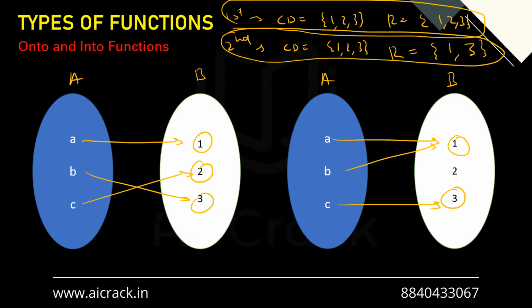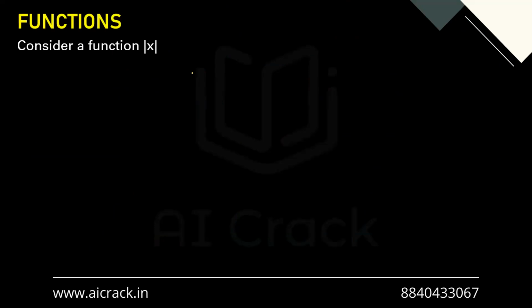So when range equals codomain, we say that the function is an onto function. When range is not equal to codomain, we say that the function is an into function. Okay. We will get to know why we are defining these functions later on, but as of now, let's just focus on the definition of these functions. Now let's take one example.